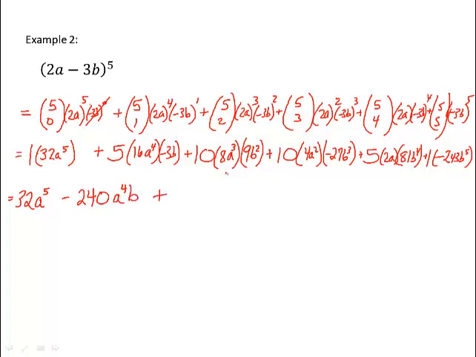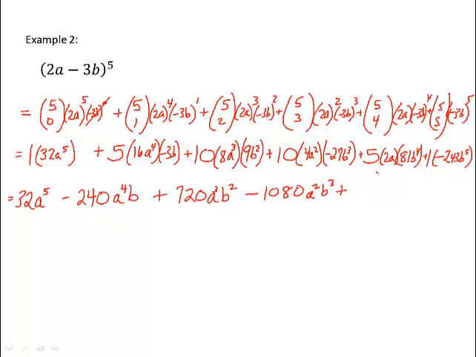Next one, we're going to get positive, right? So 10 times 8 times 9, that should be 720. And our variables are a cubed, b squared. Next one, we're going to get a negative number, right? 10 times 4 times negative 27. What is 40 times 27? Negative 1080. A squared, b cubed.